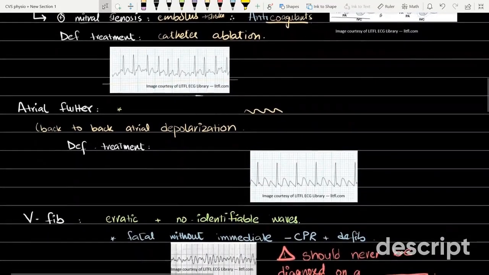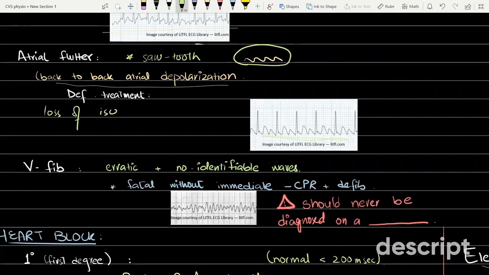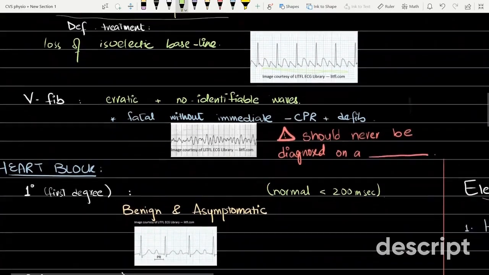We will be discussing atrial flutter next. Now, atrial flutter and sawtooth appearance are correlated. Whenever you see an ECG with sawtooth appearance, it is atrial flutter. It is caused due to back-to-back atrial depolarization, and there is a loss of isoelectric baseline. The definite treatment for this is the same as for atrial fibrillation, which is catheter ablation.